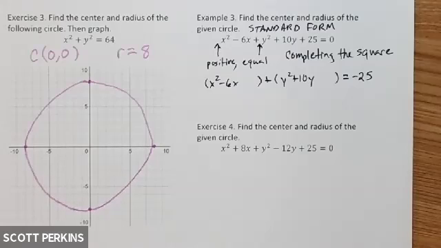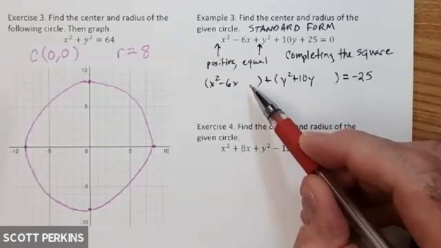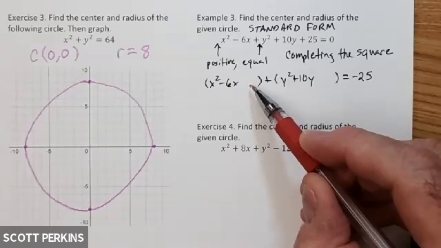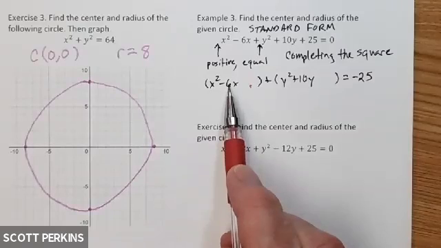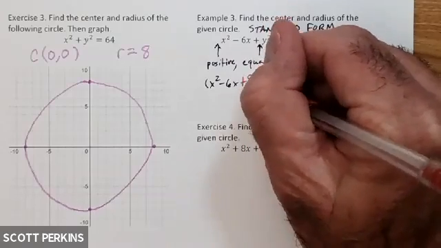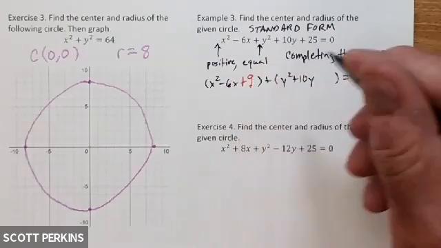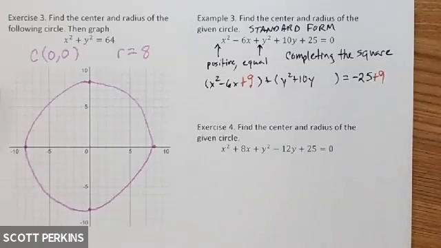Refresh my memory, because this is something we've done before for parabolas. How do I get the number that I'm going to add right here for the x's? Does anyone remember the process? Okay, I'm going to look at this number right here, 6. What's half of 6? 3. And what's 3 squared? So I'm going to add 9 right here. And since I added 9 on the left side of the equation, I'm going to add 9 on the right side of the equation.